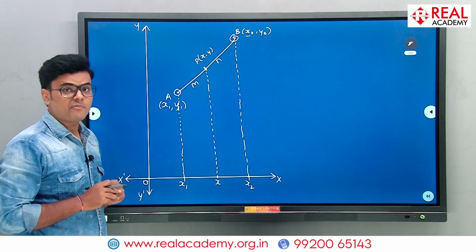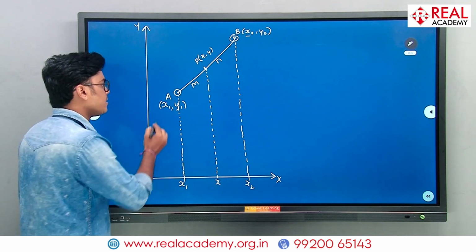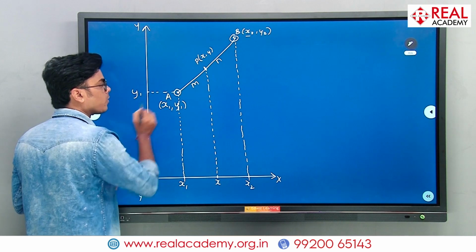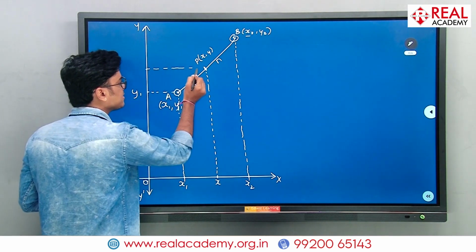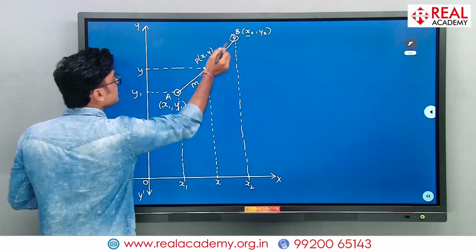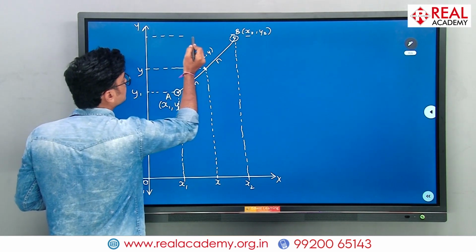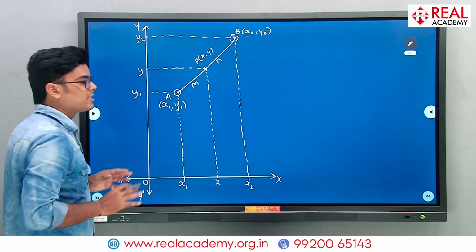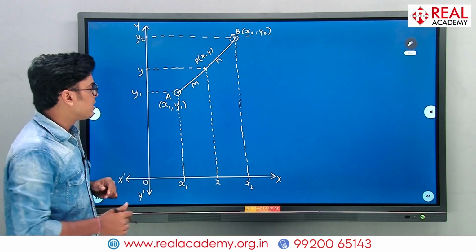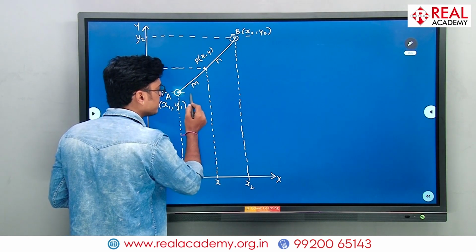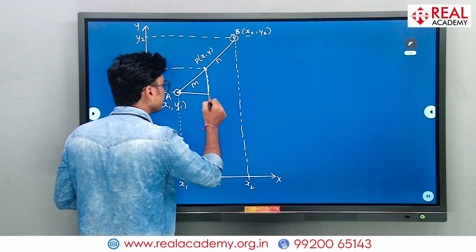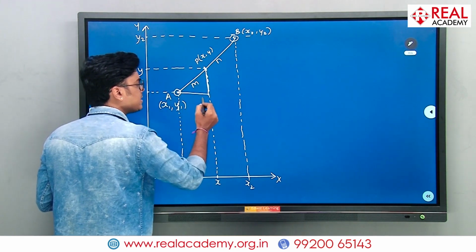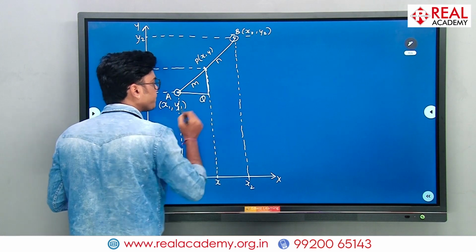Now, in the same way, we'll find the projections on the y axis. This point on the y axis is y1. This point on the y axis is y, and this point on the y axis is y2. Correct? This much is clear to us. Now, let me just draw a triangle over here. Let's say this is one triangle. I will give this triangle a name. AP, let this point be Q.